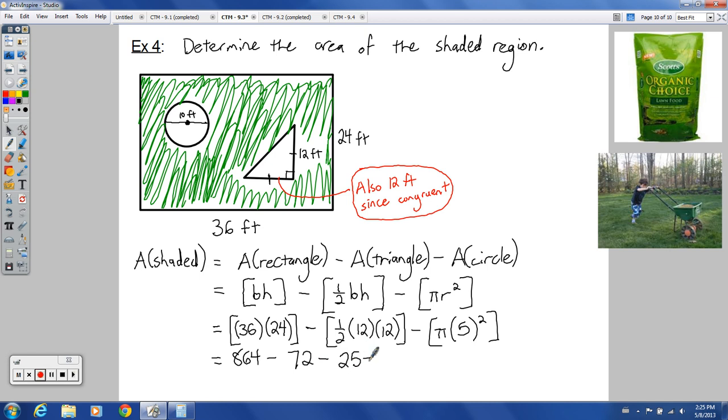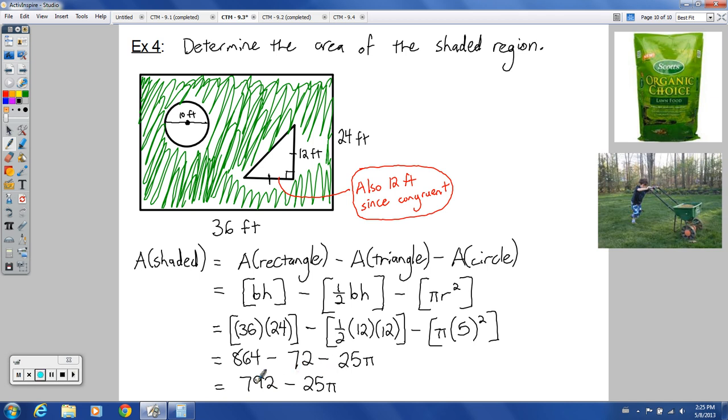So let's combine like terms. The plain numbers, the constant terms can go together, but not the pi parts yet. I want to leave that exact as long as I can. This minus this would be 792. We have 792 minus 25 pi. If you were asked to give an exact answer, you'd be done right there.